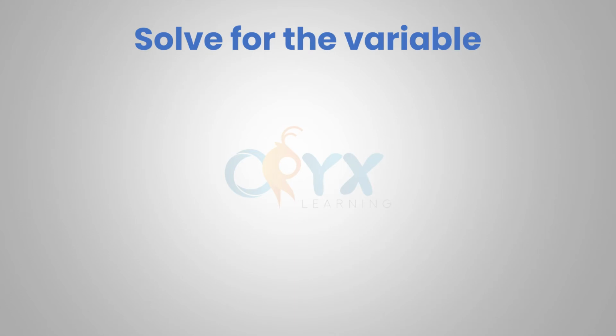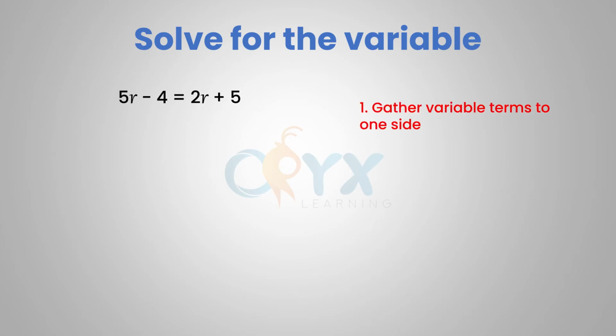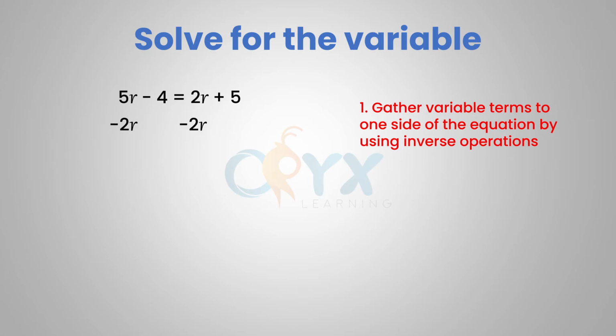Solve for the variable. 5r minus 4 equals 2r plus 5. So our first step is to gather the variable terms to one side of the equation by using inverse operations. So in this case, I'm going to take the 2r to the other side of the equation using the inverse of addition, which is subtraction. So I will subtract 2r from both sides of the equation. 5r minus 2r leaves me with 3r. So we have 3r minus 4 equals 5.